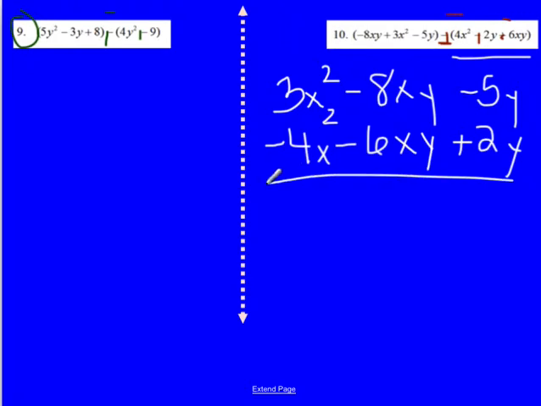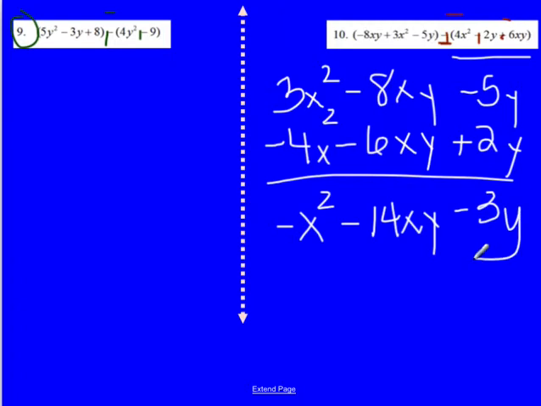So I have 3x squared minus 4x squared. Well, that's going to give me a -x squared. -8xy minus 6xy, again, that's going to get more negative. I'm going to get -14xy. -5y plus 2y is a -3y. So this is our final answer for number 10.